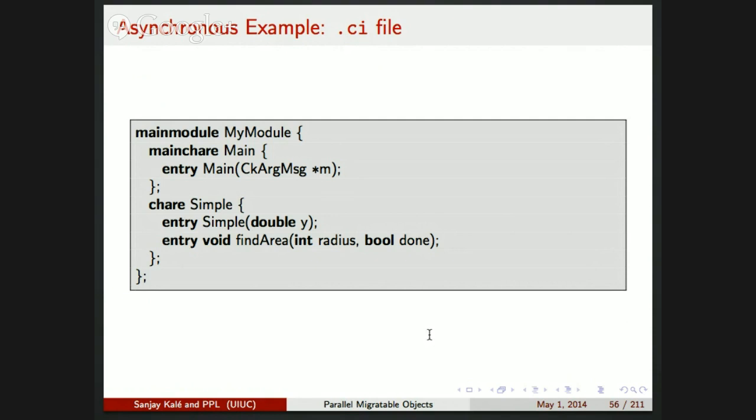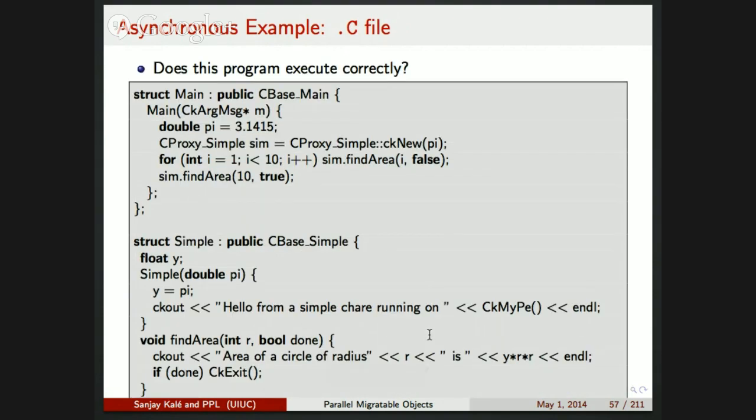So here's just another example of, again, a very simple system, except now we have this entry method. Here we have an example program using this slightly different simple chare. Unlike before, where the simple chare actually computed, it took two arguments in the constructor and computed the area right there, now instead we create a chare, and then 10 times in a row, we call find area.